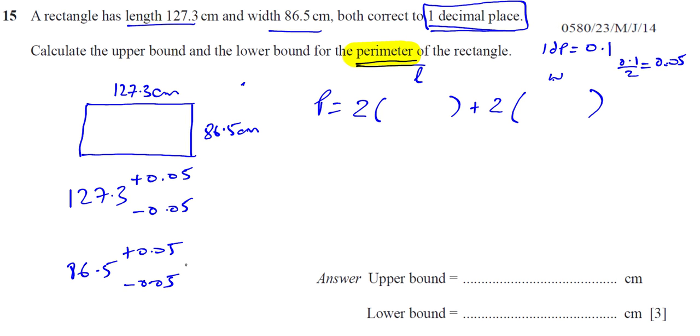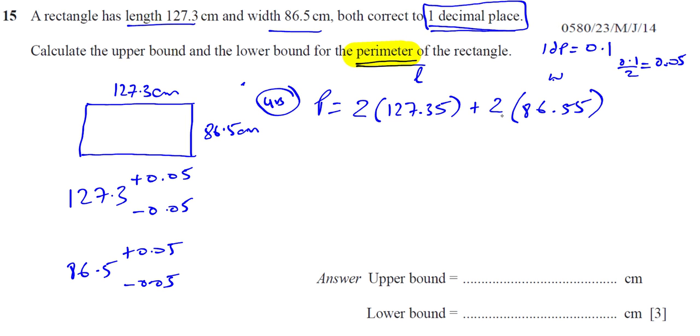If we're finding the upper bound of the perimeter, we need the upper bound of the length and the upper bound of the width. When you're adding numbers to get the biggest possible answer, you've got to add together the biggest possible values. So the upper bound of the length is 127.35 and the upper bound of the width is 86.55.